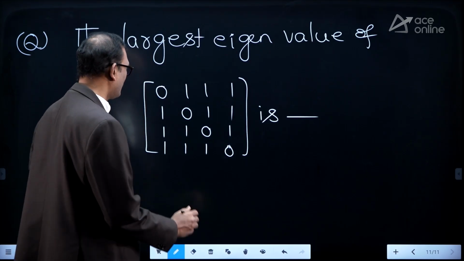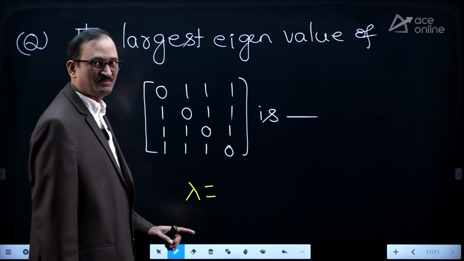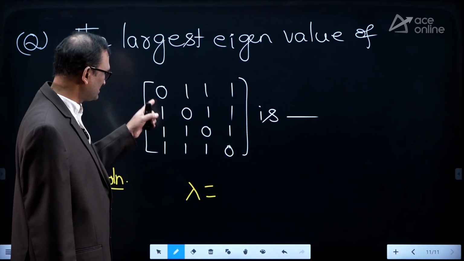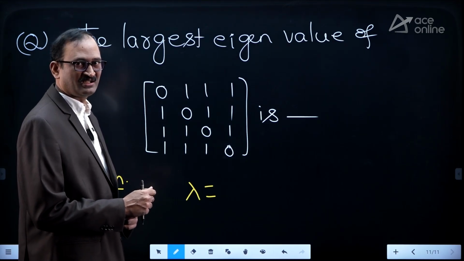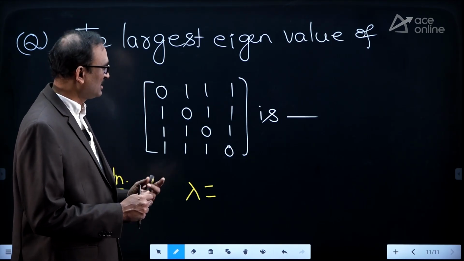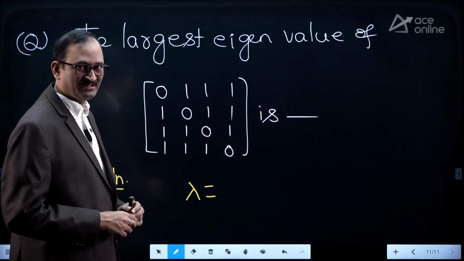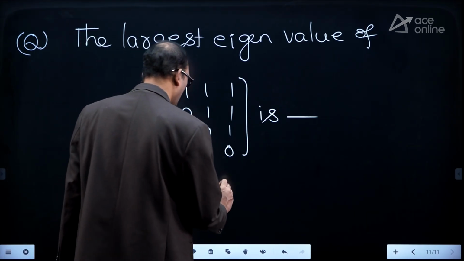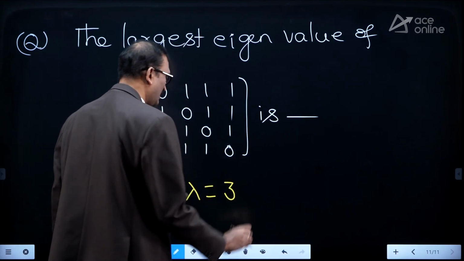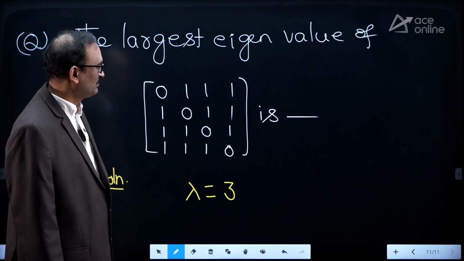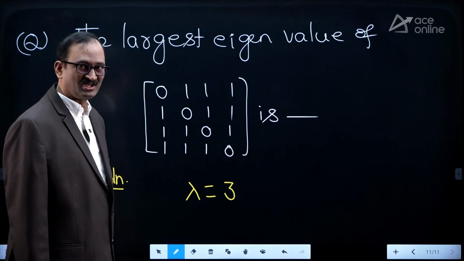So my sincere advice to everyone is simply remember this: the sum of the elements of each column is 3. Sum of the elements of the first column 3, second column 3, third column 3, last column also 3. If the sum of the elements of each column is 3, then the largest eigenvalue of the matrix is also 3. So remember that. Without solving as per the procedure, we can directly say.